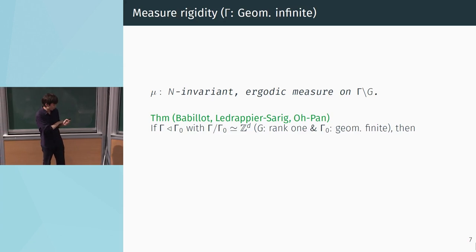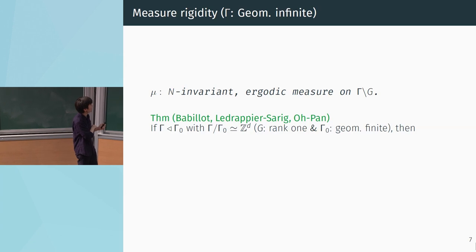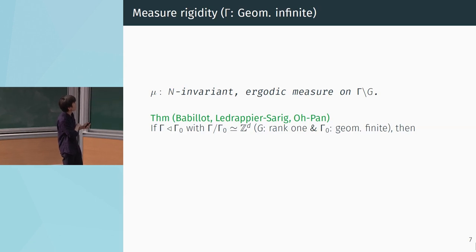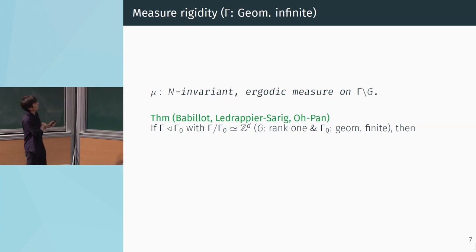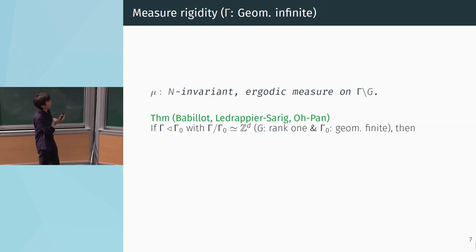This is due to Lindenstrauss and Saric, and then I think they generalize this to regular covers of a closed surface, and in particular, this case where gamma zero is geometrically finite and G is of rank one, and you have this Z^d cover. Oh and Pan prove this for the frame bundle level in this generality. Oh, I didn't show you the statement.